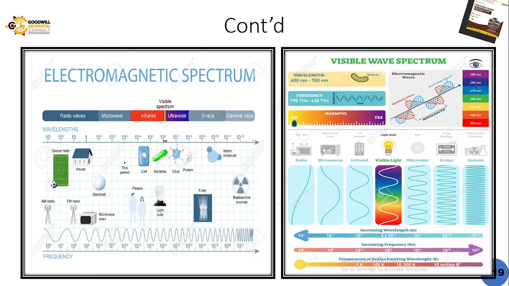So as the wavelength is increasing, temperature is decreasing, and as the wavelength is increasing, the frequency of radiation is also decreasing.